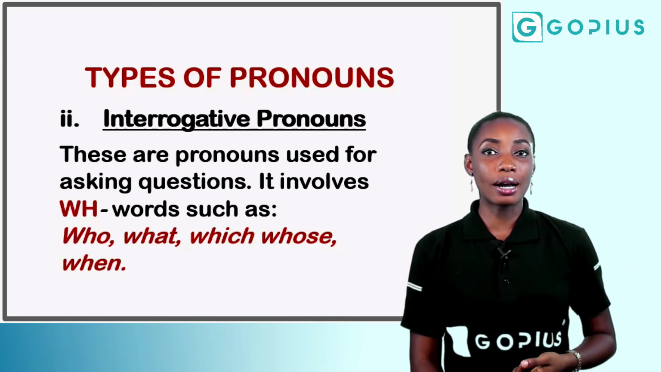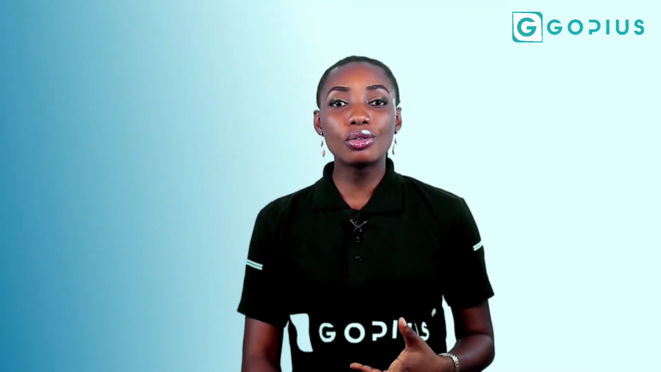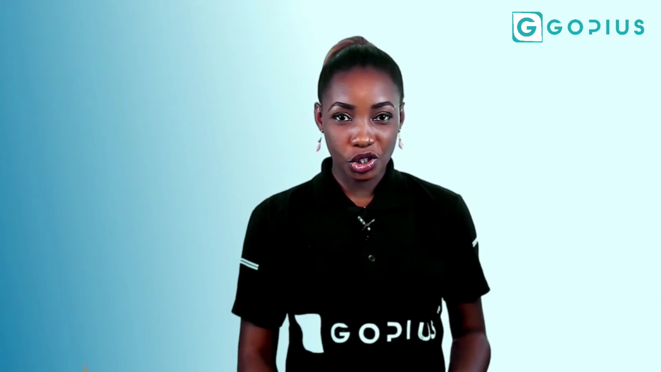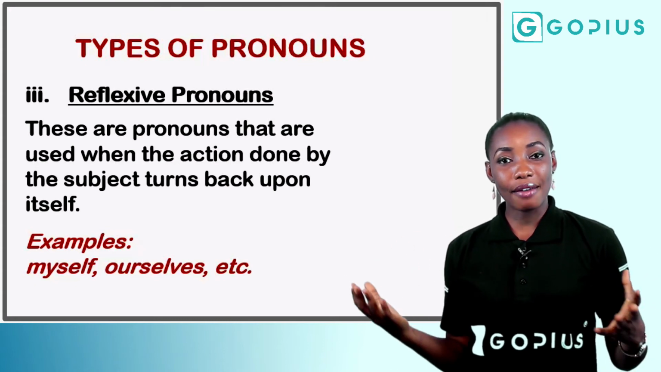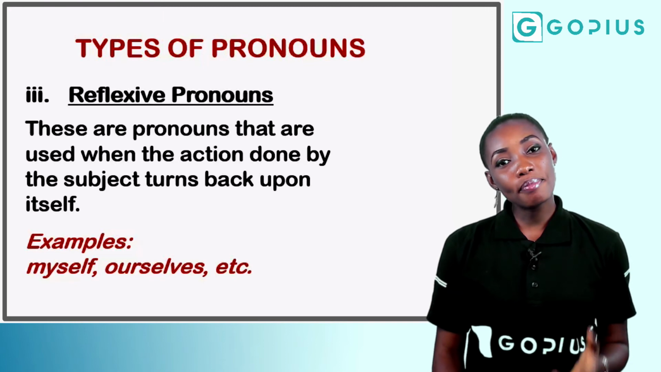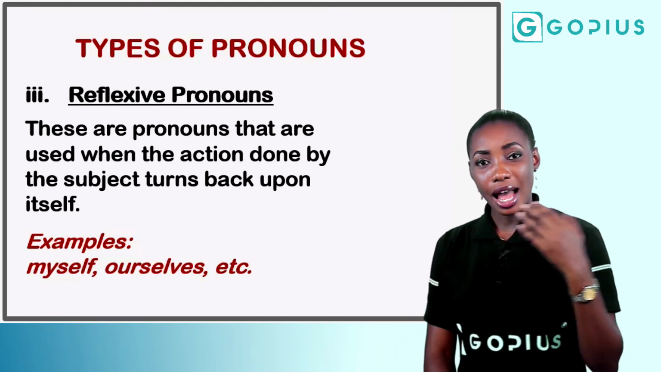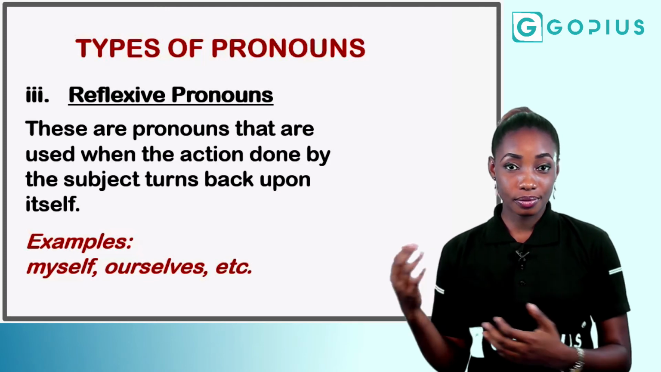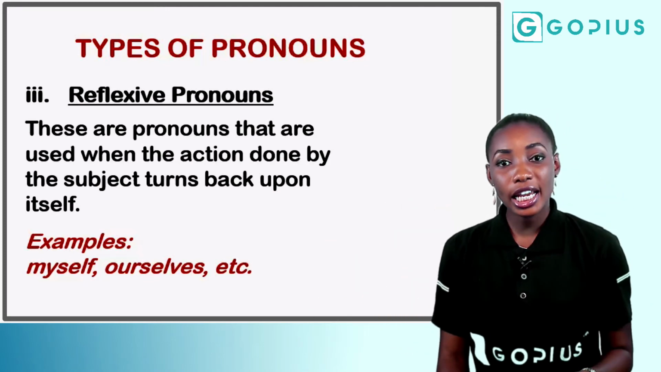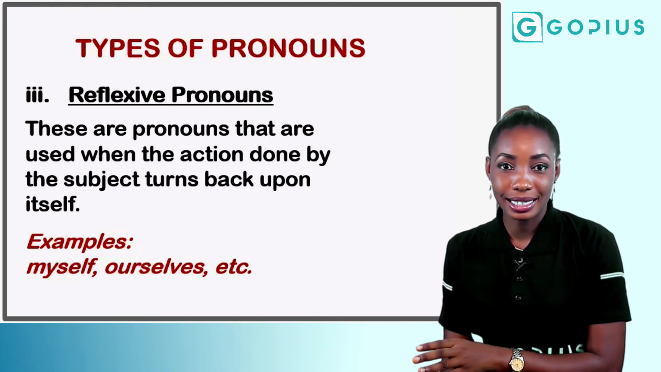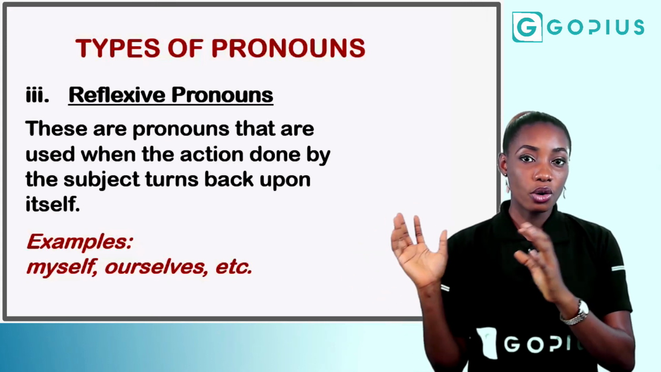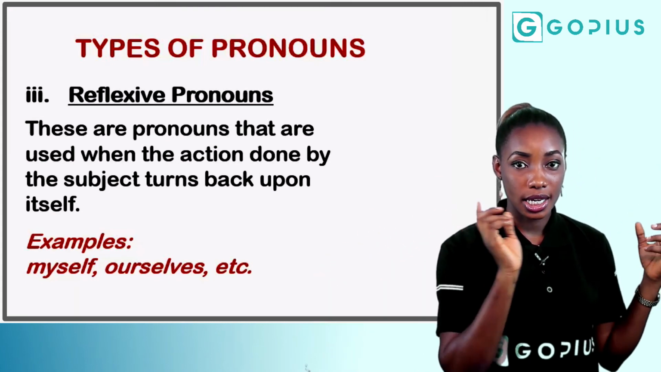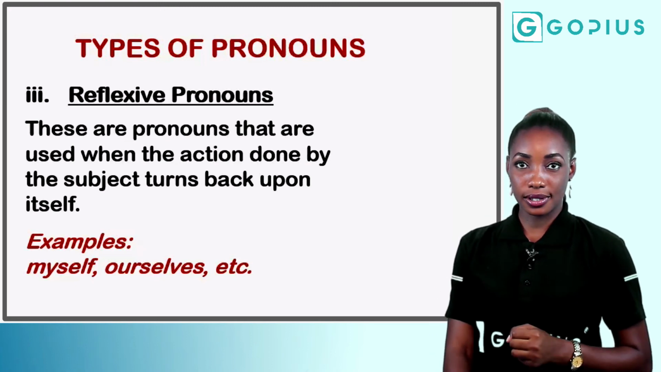We have the reflexive pronouns too. These are pronouns that are used when the action done by the subject turns back to itself. What I'm trying to say is, when you are performing an action, you refer back to yourself, like, I made that food myself. I made the food and I'm trying to tell you that I did it. So the action is coming back to me. She broke her pencil herself. She did it and it refers to her. So this is the reflexive pronoun, which talks about a noun already mentioned in the sentence.